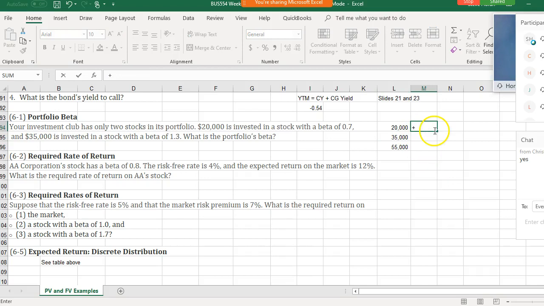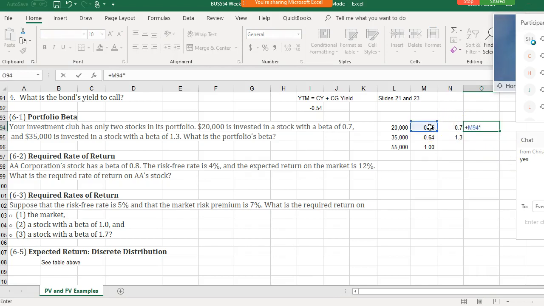Next, I can just say, what's the percent of each one to the total? So 20 divided by 55 is 0.36. 35 divided by 55 is the inverse of that, 0.64. I can sum that just to make sure it equals 100%, and it does. And then the next thing to do would be to say the beta for the $20,000 stock is 0.7. The beta for the $35,000 stock is 1.3. And all I have to do is multiply these by each other.